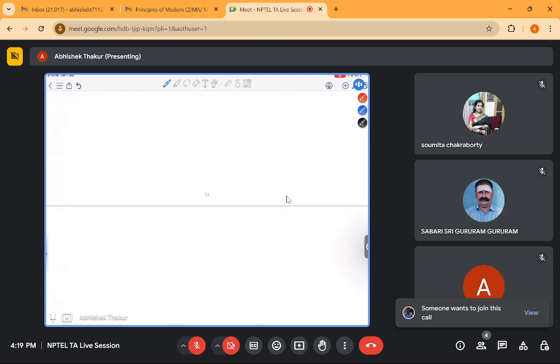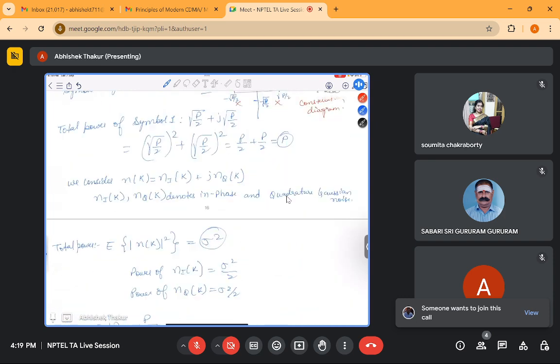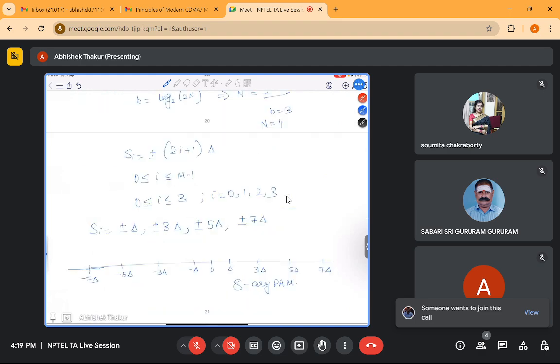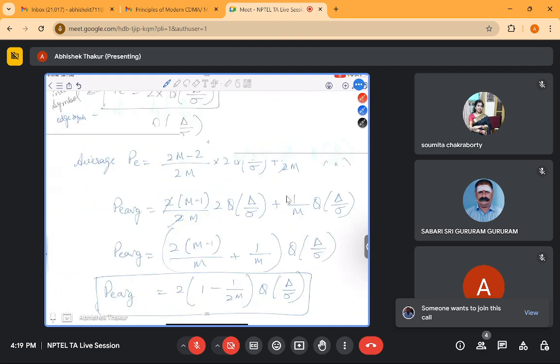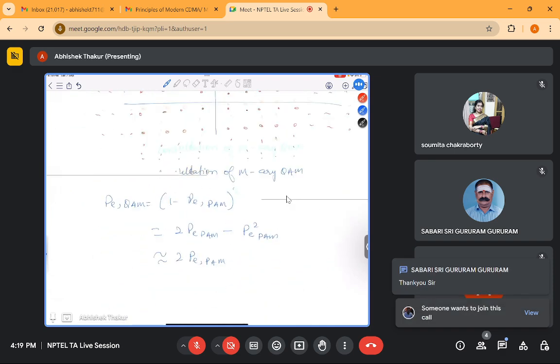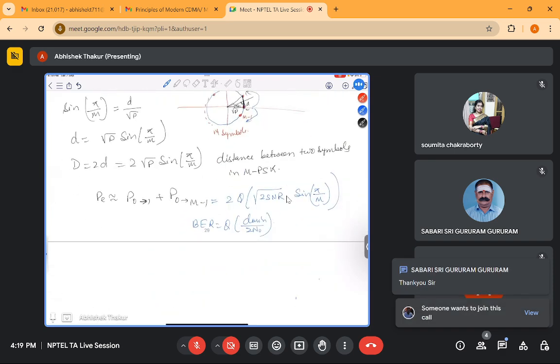So today we have studied bit error rate of BPSK, QPSK, M-array PAM, M-array QAM, and also at the end MPSK.